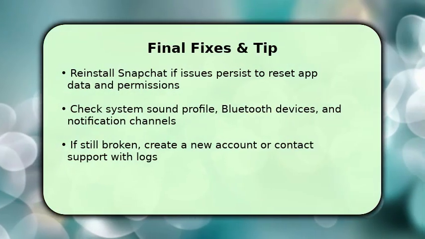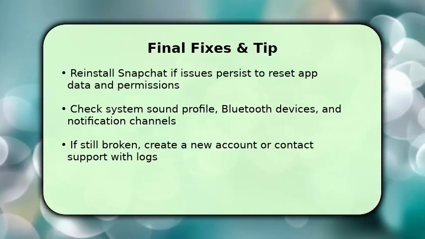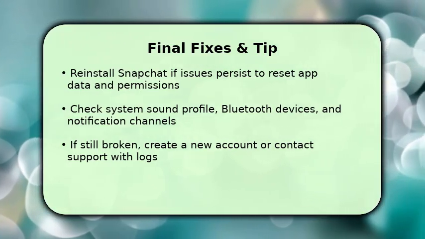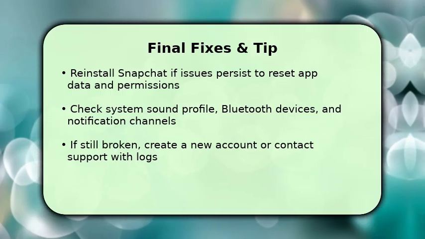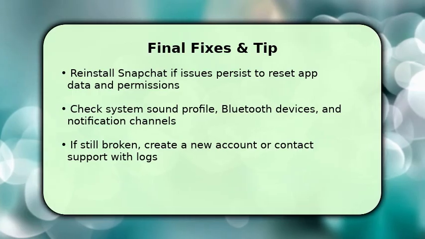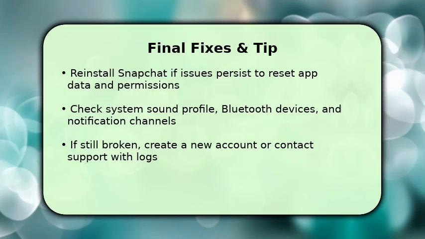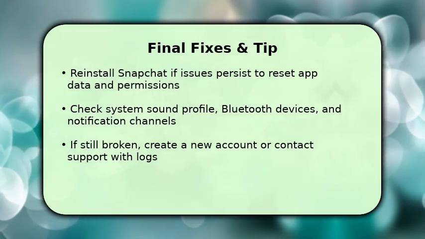To finish, reinstall Snapchat to fully reset its data and force fresh permission prompts. Sign back in and re-enable notifications. Make sure your phone isn't routing sound to Bluetooth or a paired device, and inspect Android notification channels or iOS notification grouping to ensure the Snapchat channel has sound assigned.